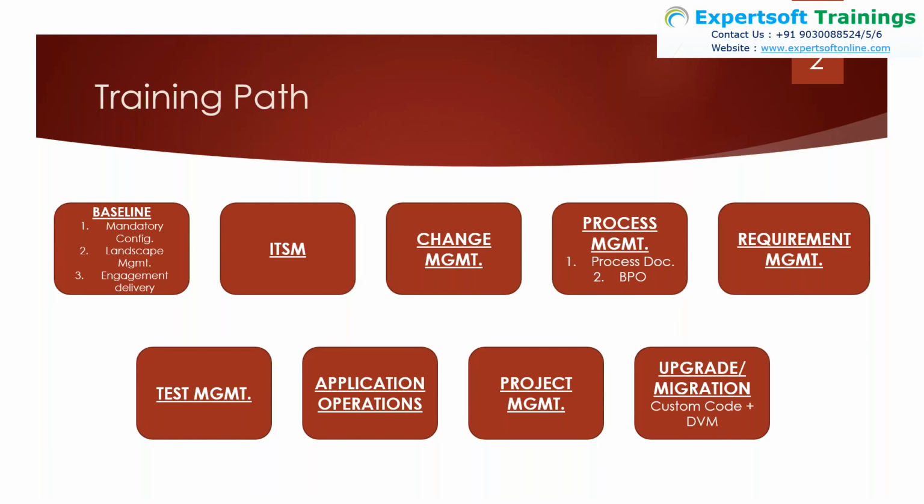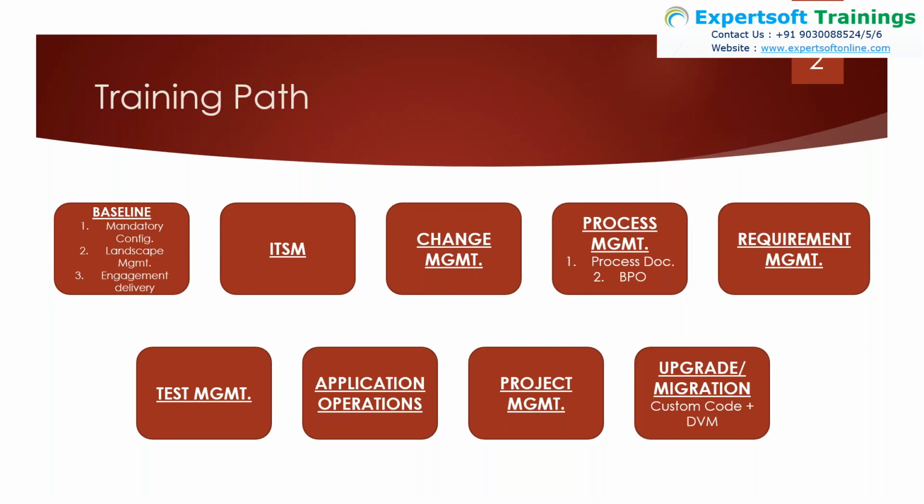So I'll go in detail into each topic, but on a high level overview, all these functionalities will be covered. The baseline, ITSM, change management, process management, which will cover the solution documentation, business process modeling, business process monitoring, and all those stuffs. And then the requirement management, which is the new functionality which was delivered from 7.2. It wasn't available in 7.1.